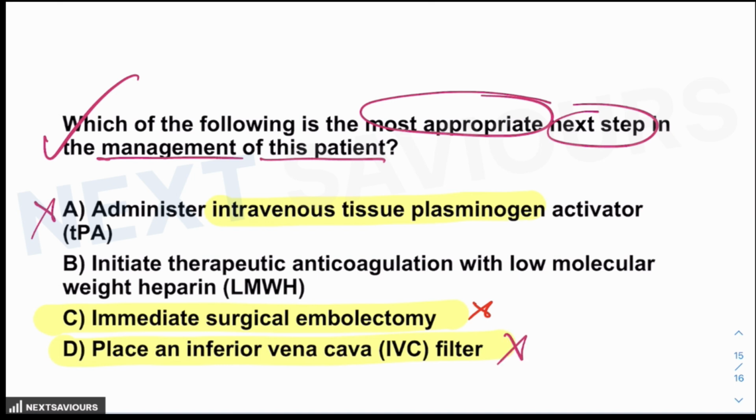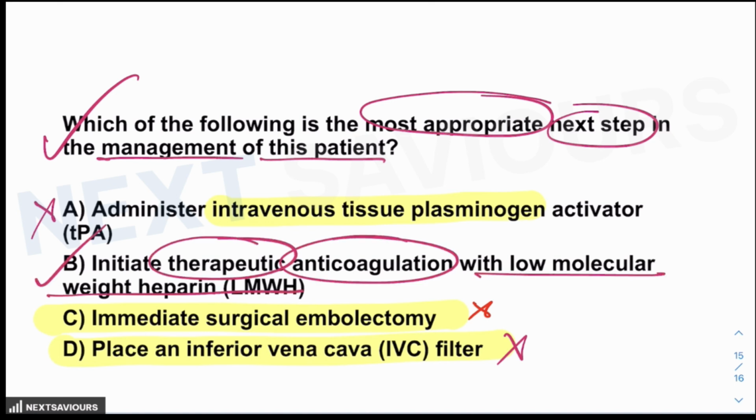In a hemodynamically stable patient with a confirmed pulmonary embolism, anticoagulation is the standard of care to prevent clot propagation and recurrence. So low molecular weight heparin is preferred over unfractionated heparin for its safety and efficacy. And that is the reason why initiating therapeutic anticoagulation with low molecular weight heparin is the correct answer for this particular question. So I hope you have understood how to reach the diagnosis of pulmonary embolism by ruling out the other common differential diagnoses.